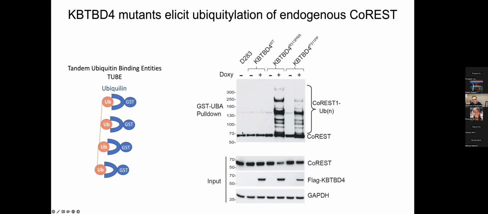And as you can see here, the results were quite striking. I was really surprised by these. I've never seen a TUBE experiment like this. This is because the KBTBD4 wild type had essentially no effect on the CoREST ubiquitination. Instead, when you express the two mutants, there is a reduction of CoREST, which corresponds to a ubiquitination of the CoREST protein, which was quite nice to see.